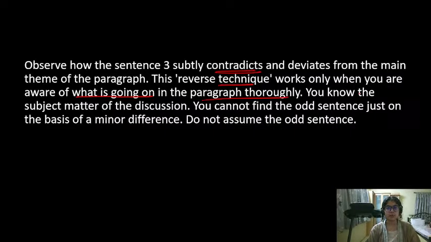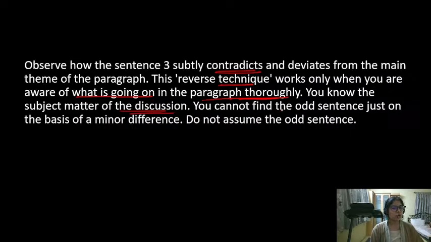Otherwise, don't waste your time. Similarly, in odd sentence out also, if you can understand what is going on, if you can understand the key elements, okay, the paragraph language structure, only then go ahead and attempt it. Otherwise, please save your time and put it somewhere else. You know the subject matter of the discussion. ठीक है, जब ये सब पता है तो ही करो.